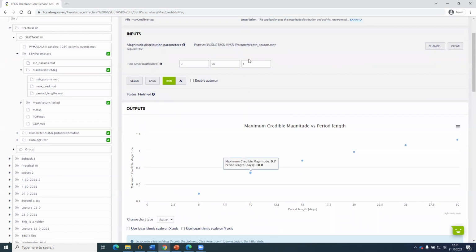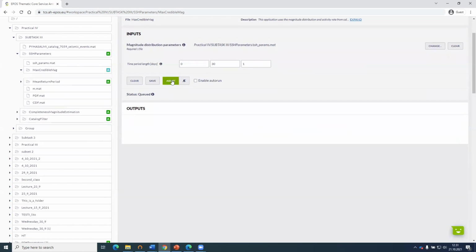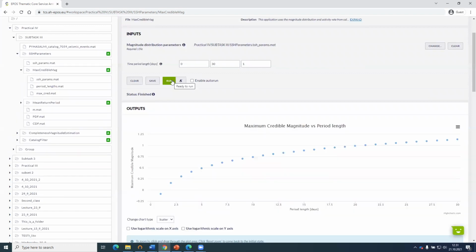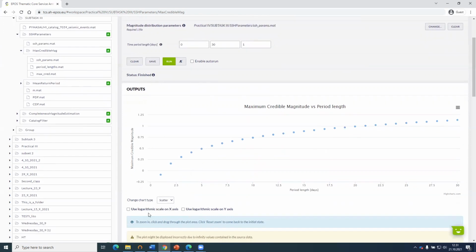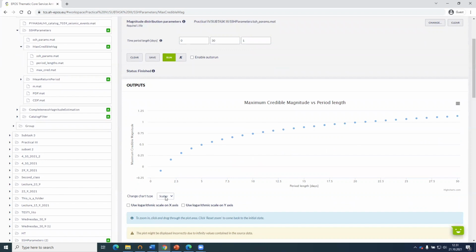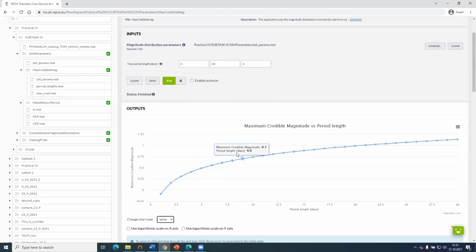I think that 5 is too little. Let's just put 1 day over here, so we can look at what happens as we increase the time, daily. Okay, now it looks a little bit more understandable. This is the change chart type option, by the way, so you can make lines or spline lines to help you visualize the changes in the curves, even though this is quite clear anyway.